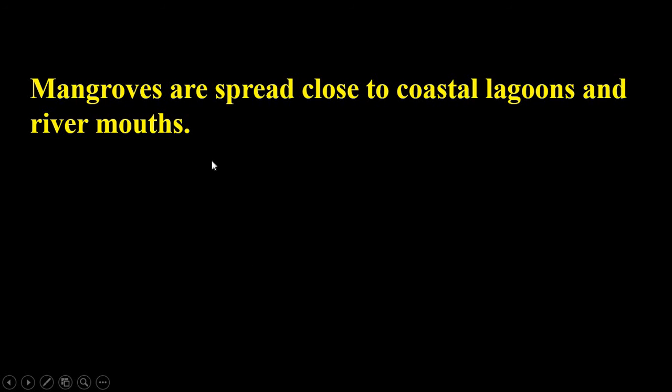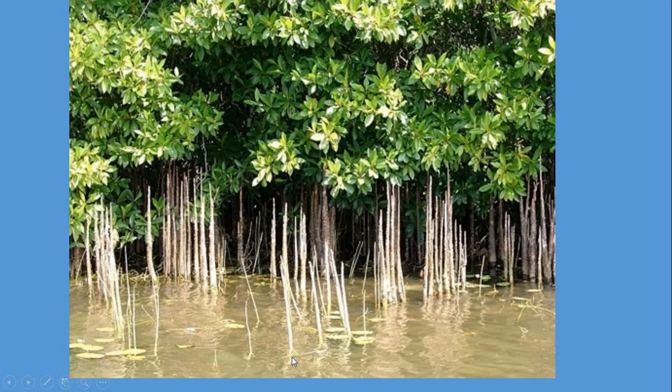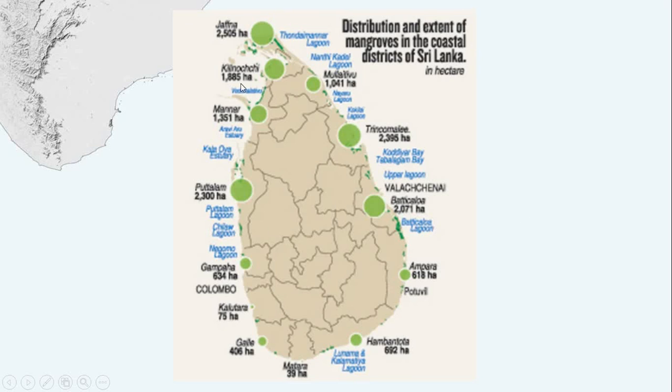Mangroves are spread close to the coastal lagoons and river mouths. What are mangroves in Sinhala? Here is a picture, and in the map you can see the distribution of those mangroves in the coastal belt or coastal area of Sri Lanka.